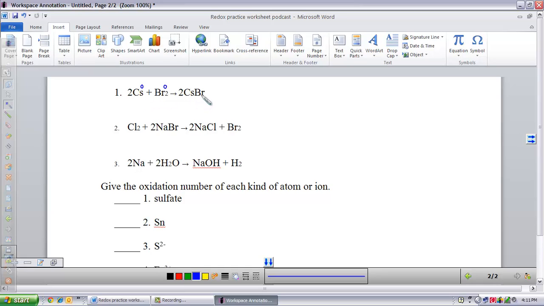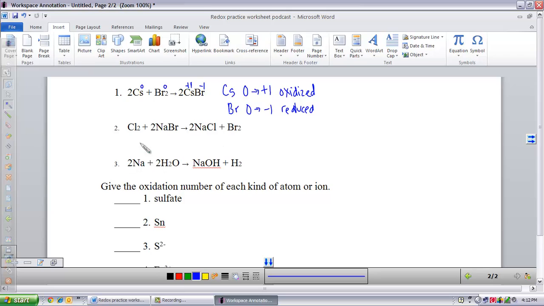But if you look at the combination of cesium and bromine, if you look at the periodic table, bromine has a -1 charge. And if you look at cesium, which is number 55, it has a +1 charge. So cesium goes from 0 to a +1, so it's oxidized. Okay, it lost an electron. And bromine goes from a 0 to a -1, so it's reduced.